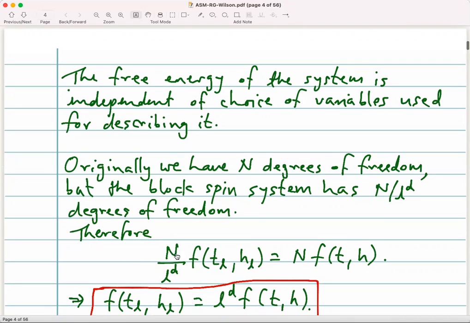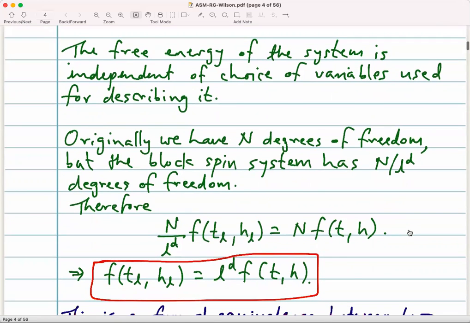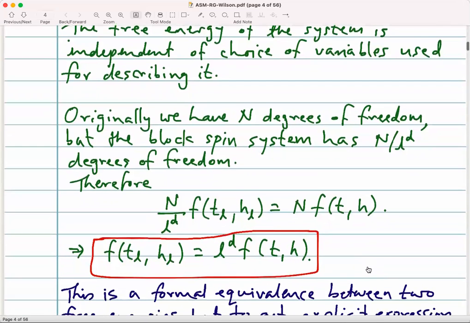That would mean that n upon L to the d times the free energy written in terms of these variables, temperature T_L and magnetic field H_L, should be the same as n times the free energy with respect to temperature T and magnetic field H. This essentially means that F of T_L, H_L is L to the d times F of T, H.